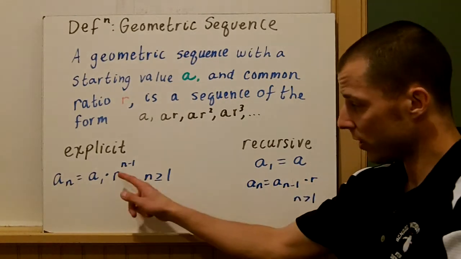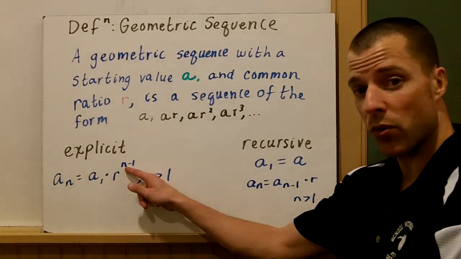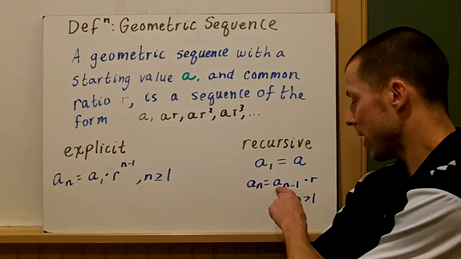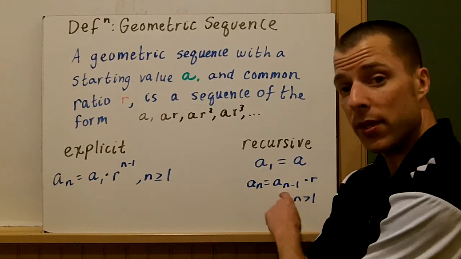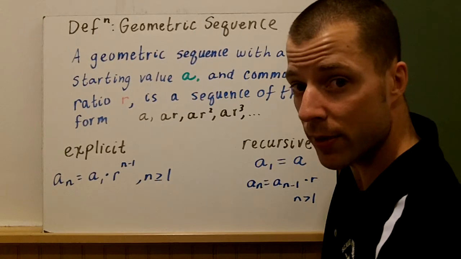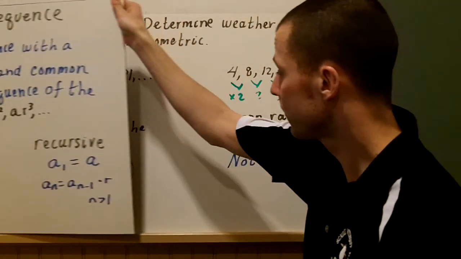And I want you to note that just because we're raising to the n minus 1 here does not mean that's the previous term. The a sub n minus 1 means previous term. So just be very careful when you're defining those geometric sequence rules.